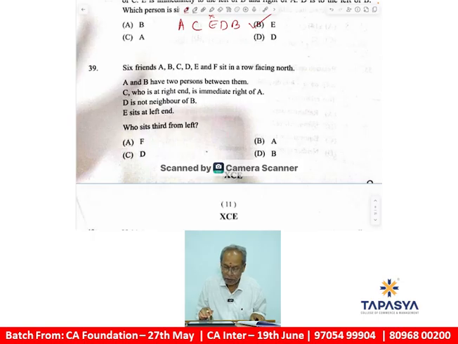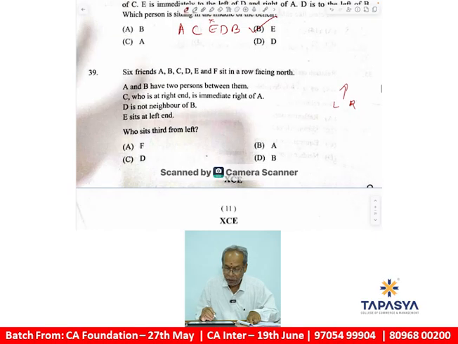Next comes with the 6 persons A, B, C, D, E sit in a row facing north. So when they are facing north, so right is right and the left is left. A and B are 2 persons between them. So C is right of A immediately, and D is not a neighbor of D. So E sits at the left hand. So now we have to find who sits third from the left.